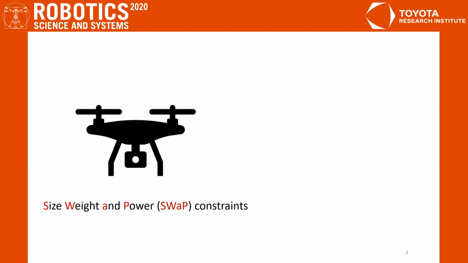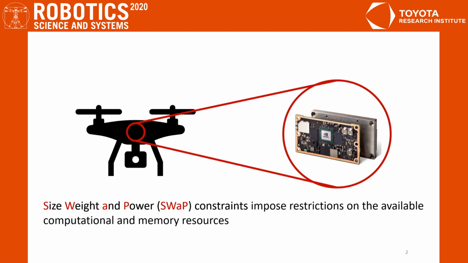Mobile robots such as aerial vehicles are size, weight, and power constrained, which impose restrictions on the computational resources and the memory available on board, thus imposing additional challenges for real-time performance of mapping algorithms.